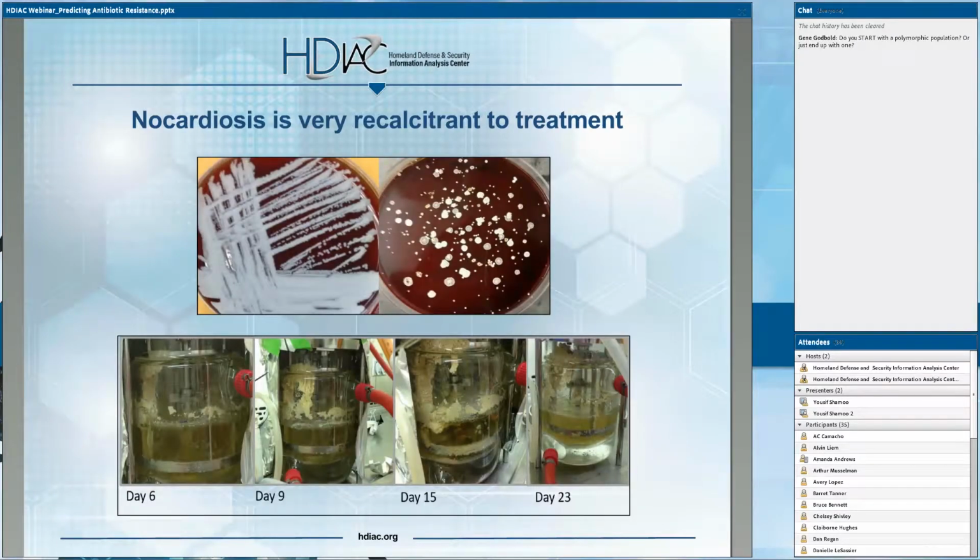If you actually look in the bioreactor, and I show these pictures just to make the impact here, on the bottom panel is a picture of the bioreactor growing Nocardia in the presence of drug on days 6 through 23.